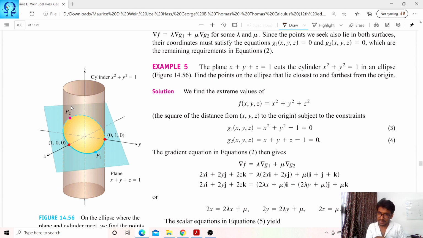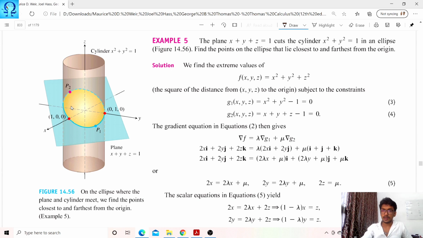Points on the ellipse that lie closest to and farthest from the origin. That is, you will have to find out the closest distance. The closest distance is given by some point, so you'll have to identify that point as well as the farthest distance from the origin. For this we consider the function f, the distance formula, and you have these two constraints.